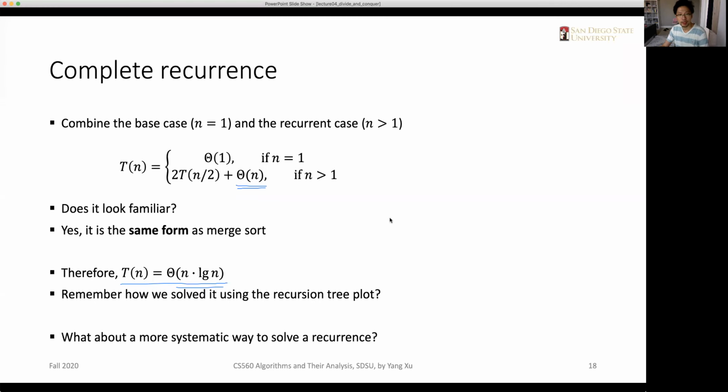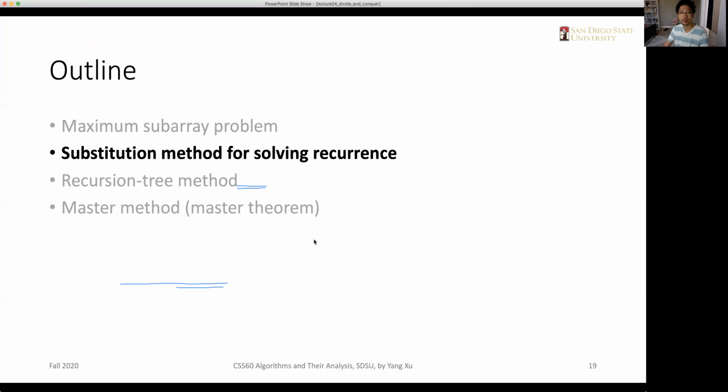So how we solve the recurrence equation for the merge sort is to draw a recursion tree and sum up all rows for the recursion tree and sum up all the summations, right? So in the next video, we will introduce a more systematic way to solve a recurrence, okay? Which is the substitution method for solving recurrences. Of course, the recursion tree will always be useful because we will see that substitution method will require some guess on the solution.